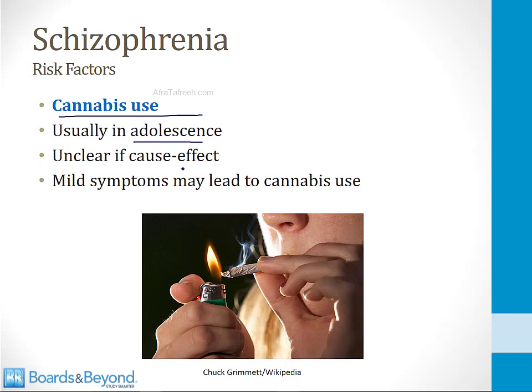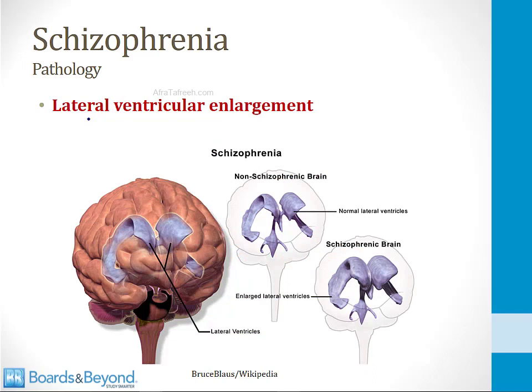It's unclear whether this is cause and effect or not. It may be that people in adolescence have mild symptoms of schizophrenia and they smoke pot because it makes them feel better. On the other hand, it may be that there's something about smoking pot that leads to the disorder of schizophrenia.